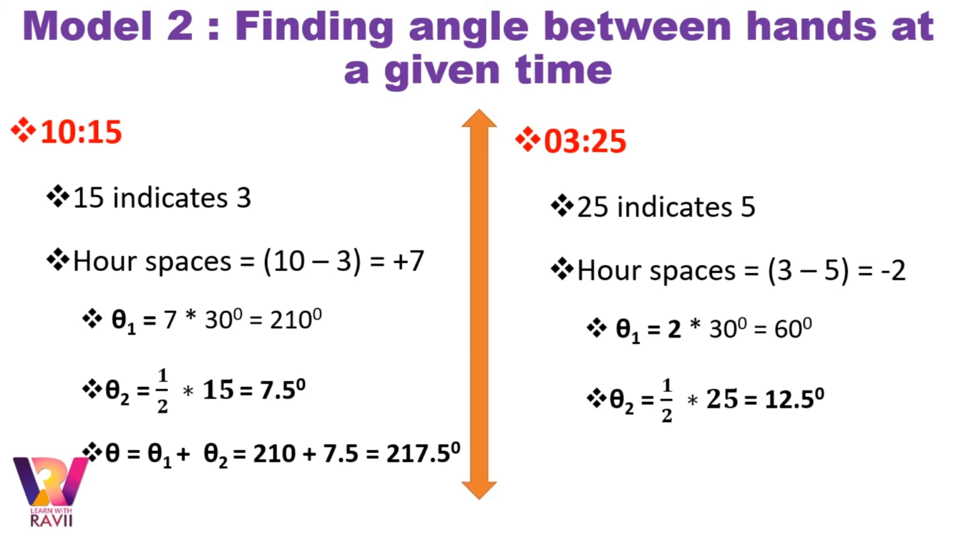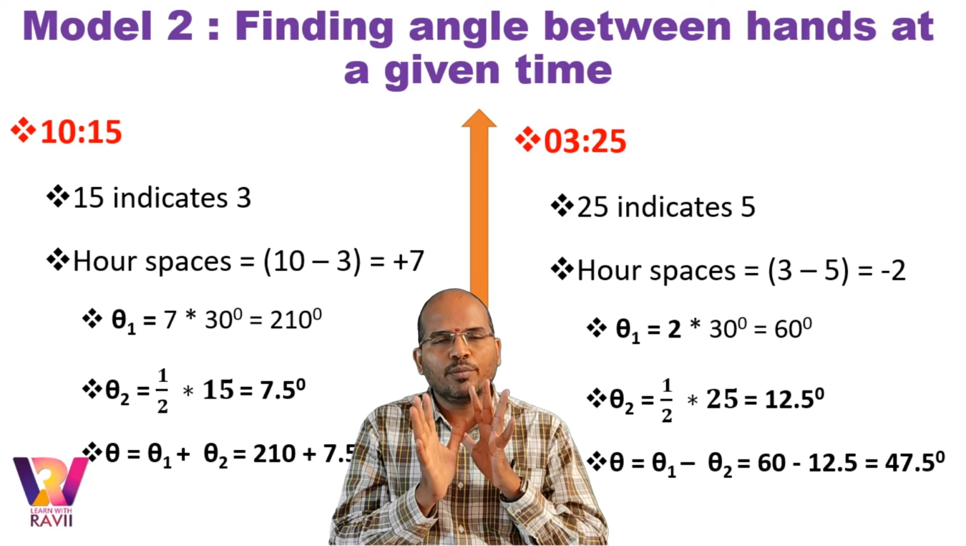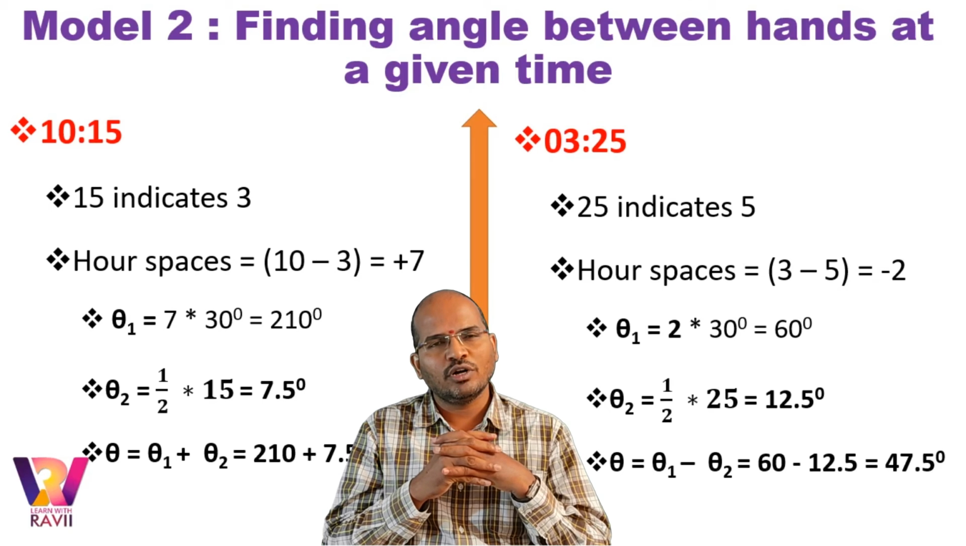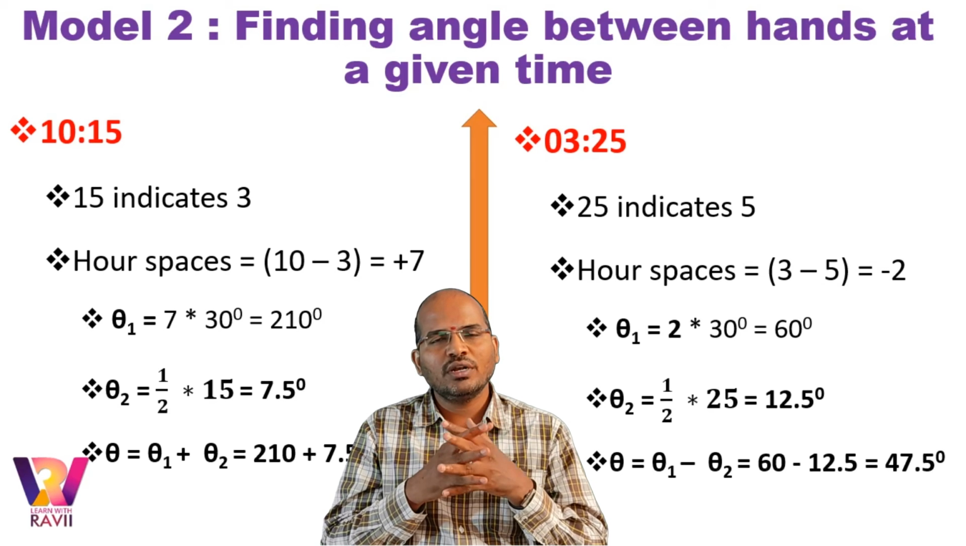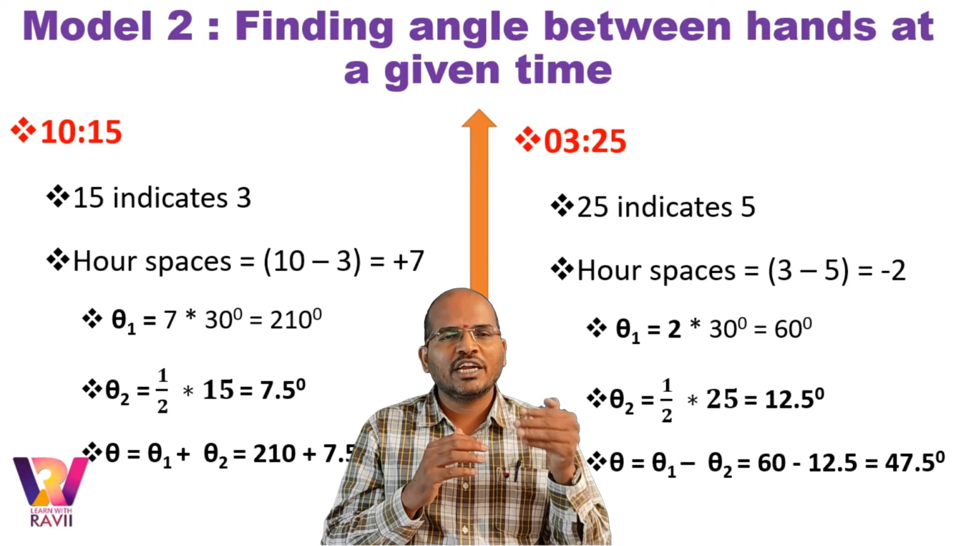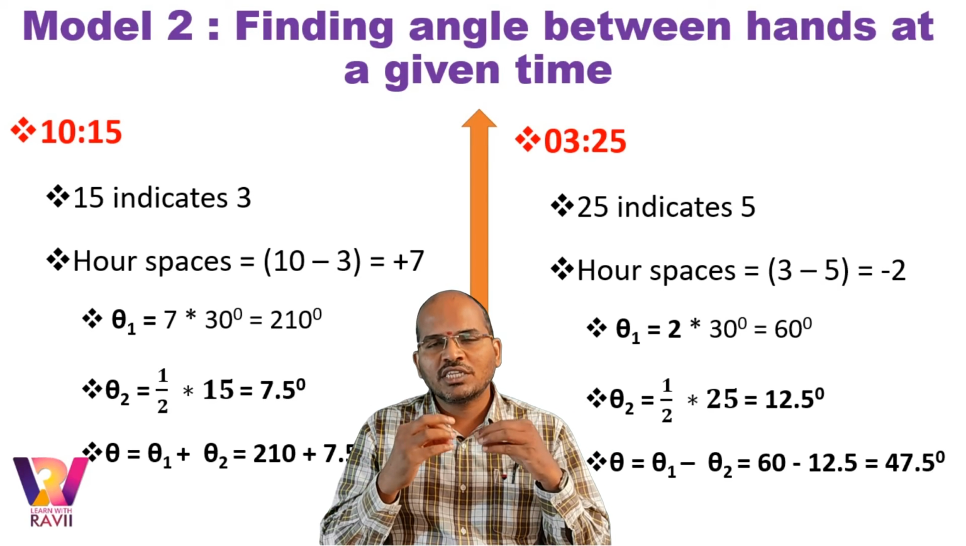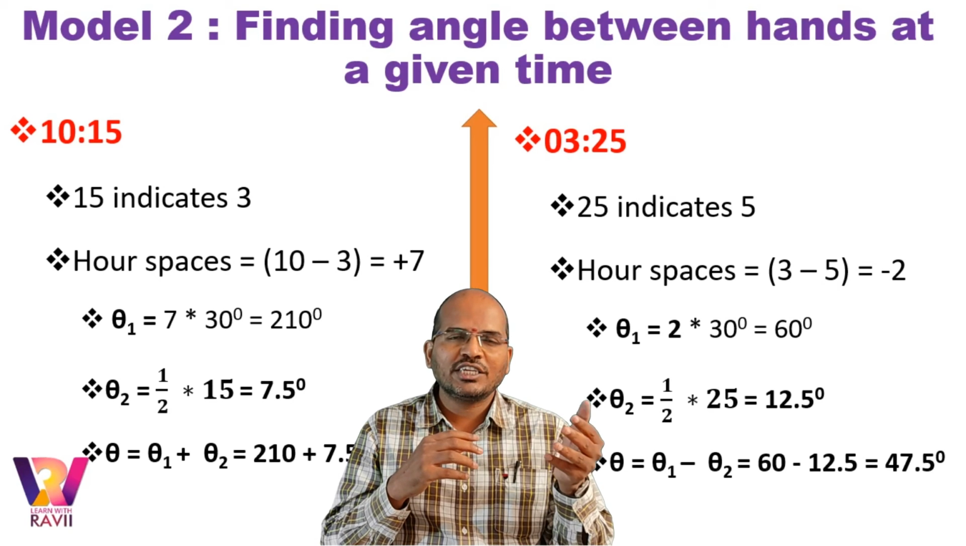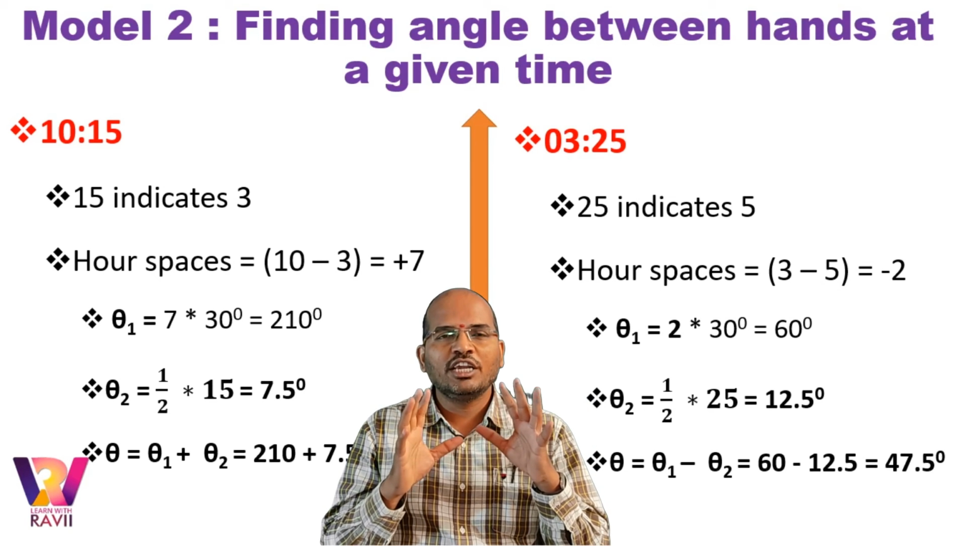To overcome that confusion, what is the difference? We got 3 minus 5 is a negative 2. Because you got the negative value, perform theta 1 minus theta 2. So 60 minus 12.5 is 47.5. Now compare both the examples in detail. What do you observe? In case 1, the difference is positive, so I added. In case 2, the difference is negative, so I subtracted. So this is how we perform addition or subtraction without any confusion.